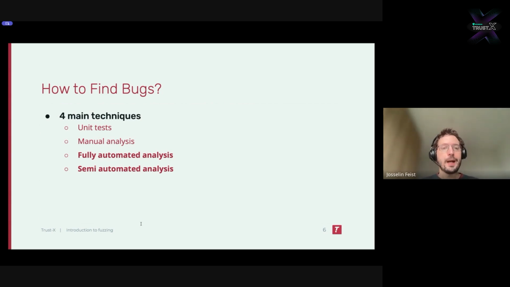The second technique to find vulnerabilities is basically manual analysis. Here is usually when you go through a security company or security researcher, and they are going to go line by line, looking at your code, looking at what your program is doing, and they're going to try to find bugs. This is a powerful approach. You can find a lot of types of bugs, but it is really time consuming. It is also usually costly.